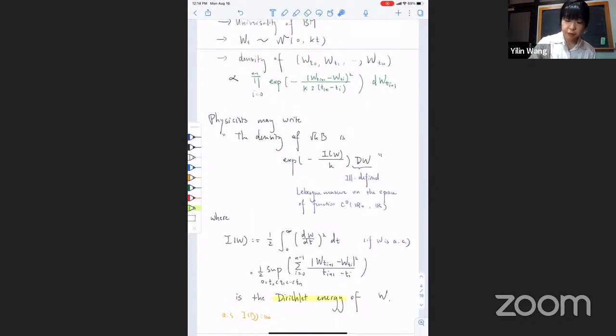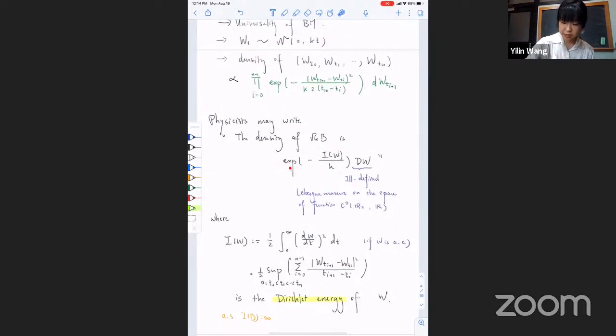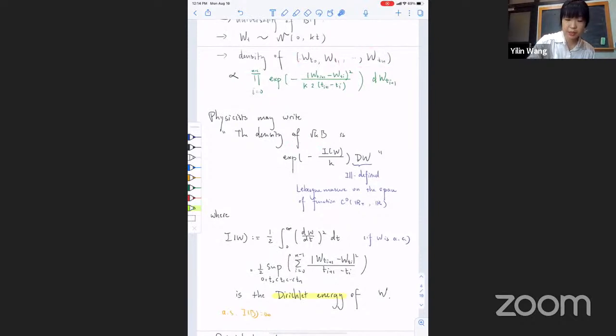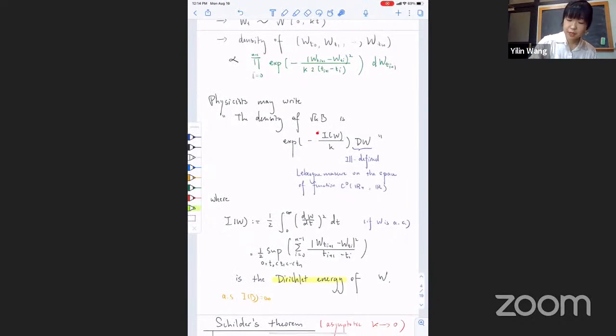Right, but unfortunately, Brownian motion doesn't have finite Dirichlet energy. So almost surely, Brownian motion has infinite Dirichlet energy. So this doesn't really make sense. But also, this Lebesgue measure on the space of functions doesn't really make sense either. However, this would be a reasonable approximation if you talk about the finite dimensional marginal, for instance. So physicists call this Dirichlet energy the action functional of Brownian motion.